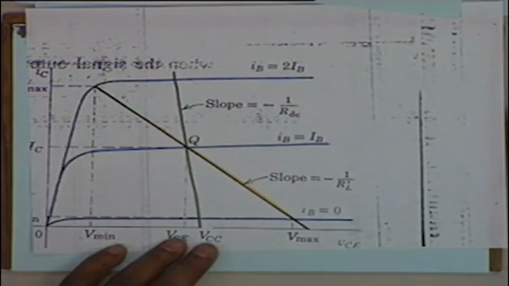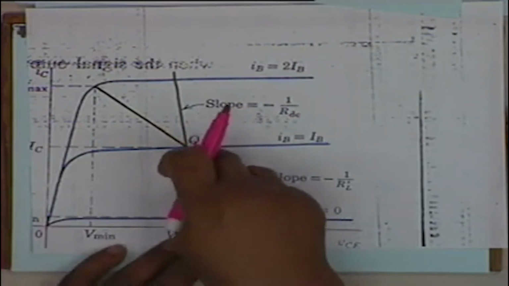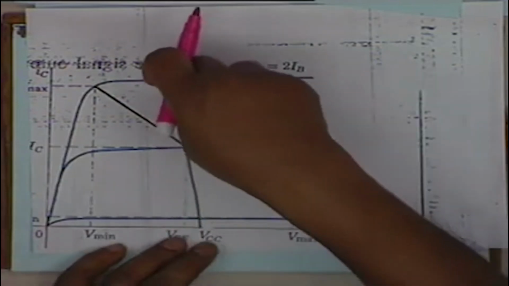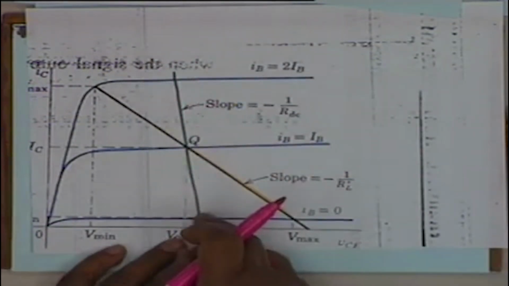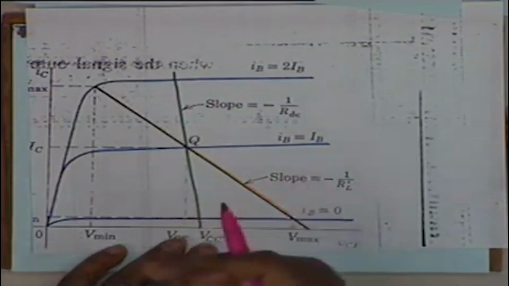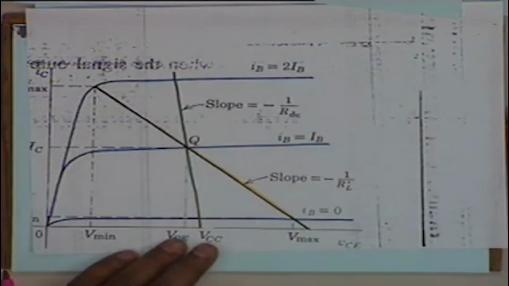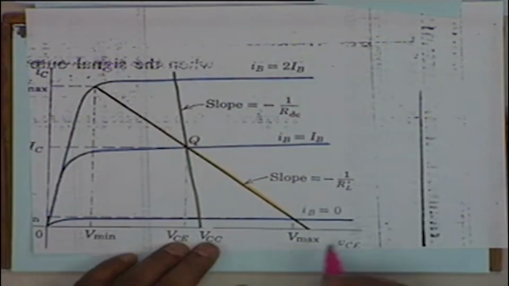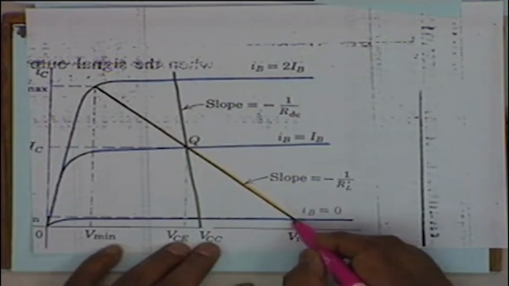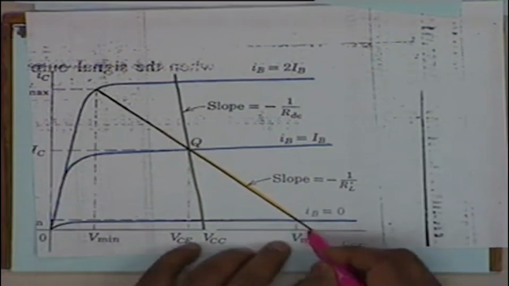Obviously we cannot exceed that. If this is your Q point, you go IB on this side, then you must come down IB on the other side also for no distortion. You must allow equal swings. The point, however, is that you cannot exceed this point. You cannot go down below this.